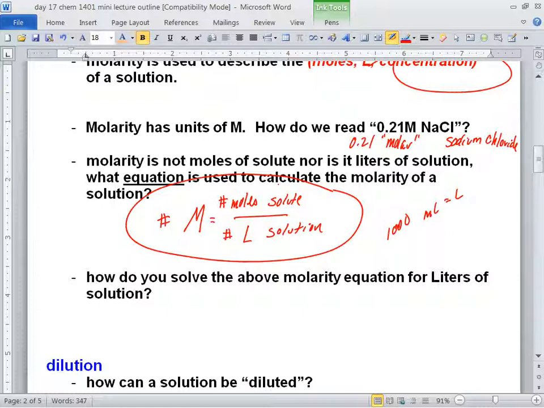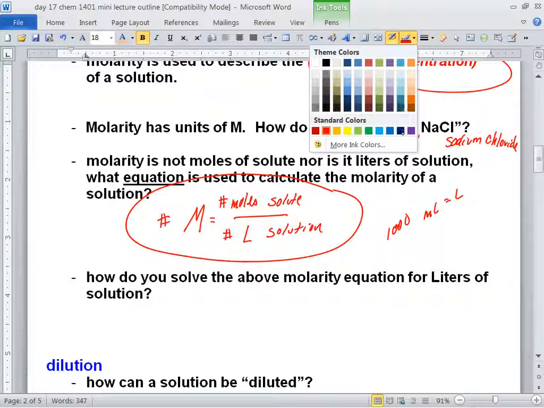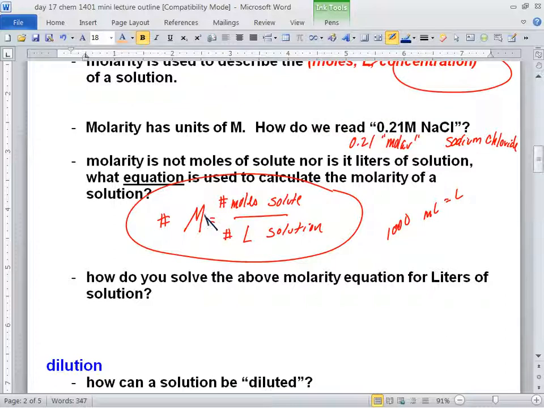There he goes. Do you guys agree? All he did, right, you recognize what's on top and bottom, and just switched them. He's right. So the number of liters equals the number of moles of the solute all over the molarity. All right. So be able to manipulate that equation, that definition.